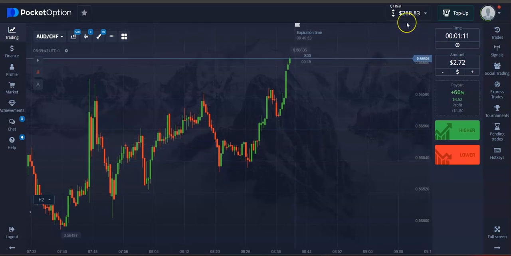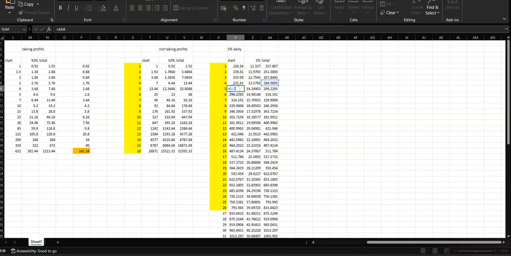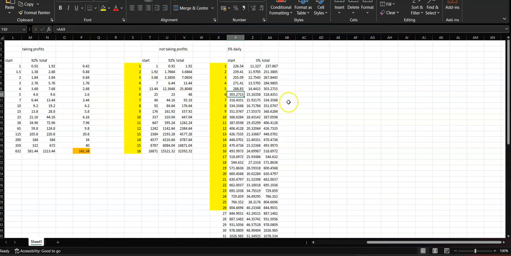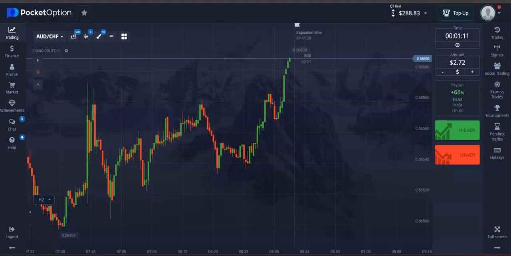Okay, guys, so today the balance is 288.83. So let's go ahead and update our sheet. Okay, wait a minute, 288.83. Okay, so today's daily target is going to be 303. So we need to move 14.44 bucks, or 303, in our balance. So let's make these rounds and let's go for at least 305.